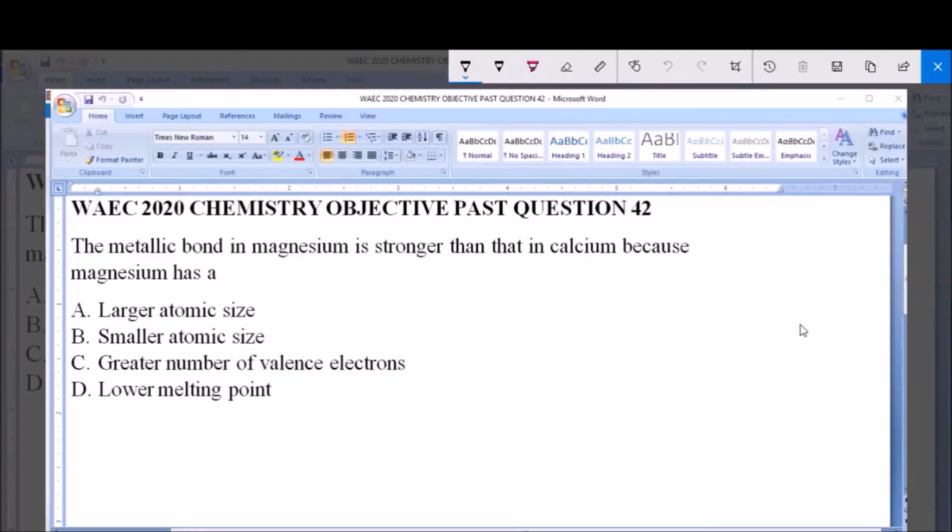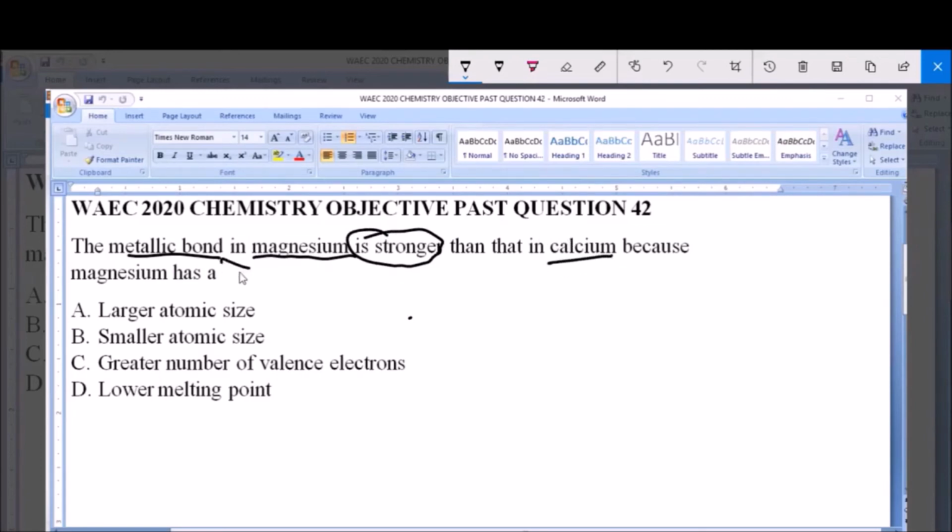Hello and welcome. I will be answering WAEC 2020 Chemistry Objective Past Question 42. The metallic bond in magnesium is stronger than that in calcium because magnesium has A, larger atomic size, B, smaller atomic size, C, greater number of valence electrons, D, lower melting point. So the question is talking about metallic bonds, and it is suggestive of the fact that the metallic bond of magnesium is stronger than the metallic bond you have in calcium.